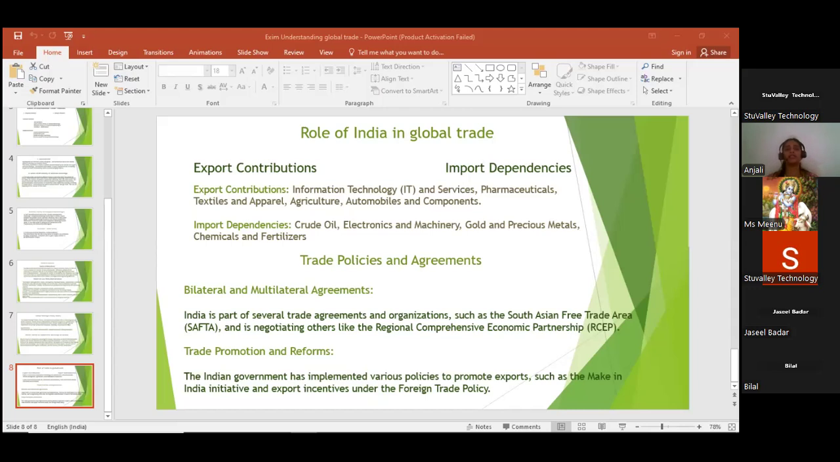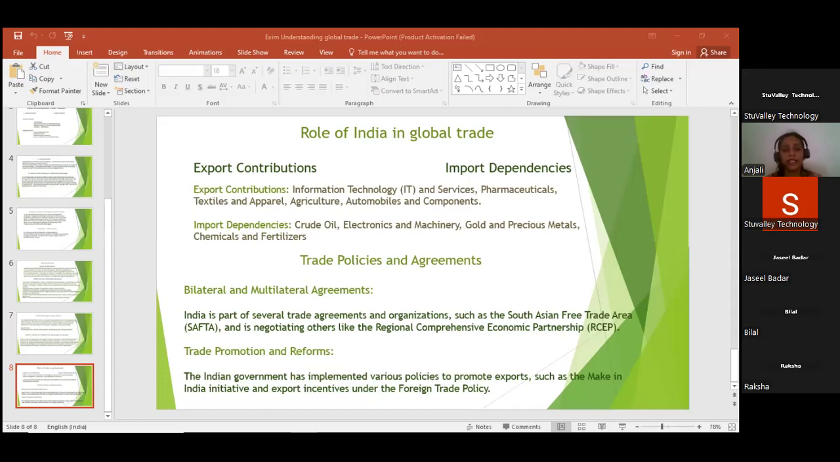Next comes import dependency. We are dependent on different other countries as well, for crude oil, for electronic and machinery items, for gold and precious metals, and also for chemicals and fertilizers.